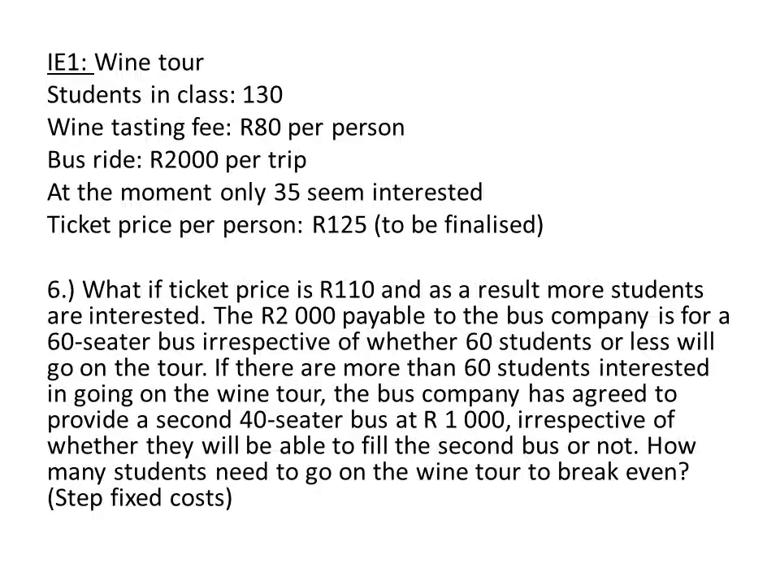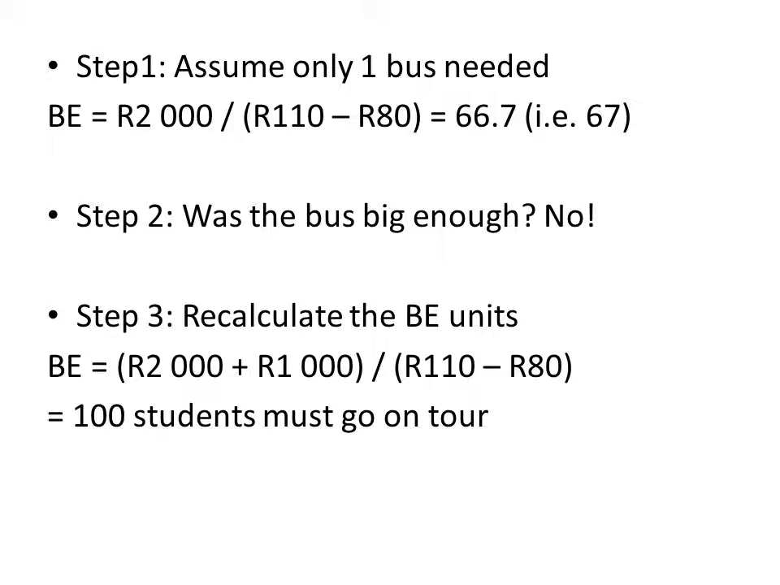Can you see the bus now is not a fixed cost anymore, it's a step fixed cost. So it's fixed for the first 60 students at 2,000 Rand, and thereafter for the next 40 students, it's fixed at another 1,000 Rand. So how do we calculate the break even now? Step 1, assume only one bus is needed. So the fixed cost for one bus is 2,000 Rand, divided by contribution per unit, which is 110, the ticket price, less variable cost of 80, that gives us 66.7 or 67 full students.